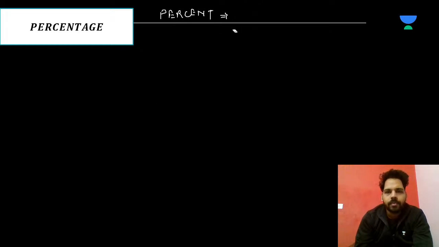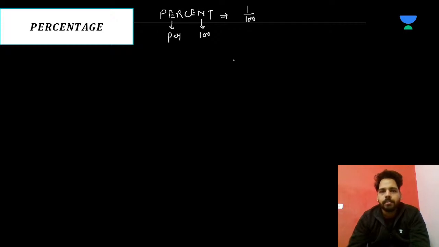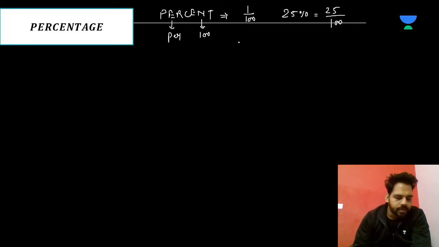See, here two things are there in percentage. Per means division, right? And cent means 100. So it becomes per 100. That means 1 upon 100. So just suppose you are writing 25%. When you're writing 25%, it means 25 per 100. Understand or not?